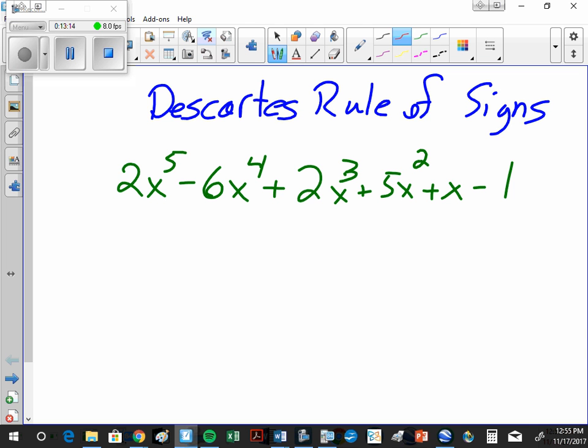All right, here is Descartes' rule of signs. You just read the equation from left to right, and it has to be in order. You have to have your x to the 5th, and then your 4th and 3rd, all the way down to the end. You count how many times the signs change.